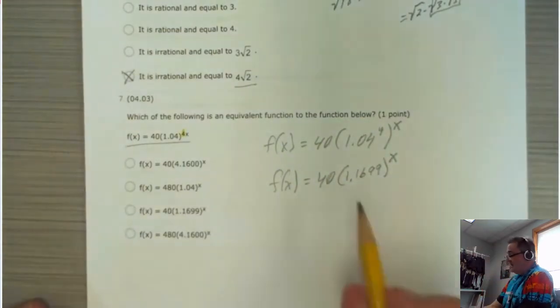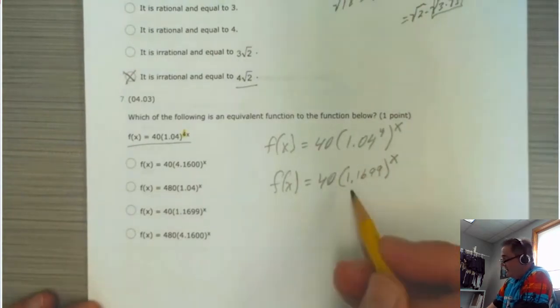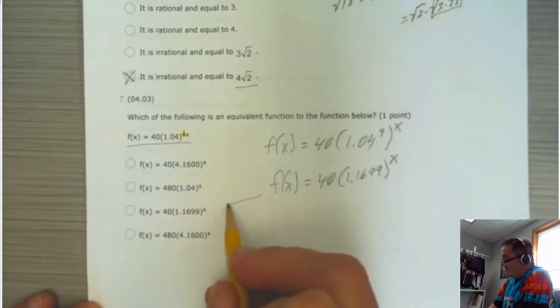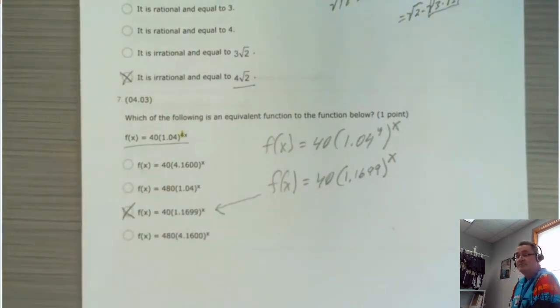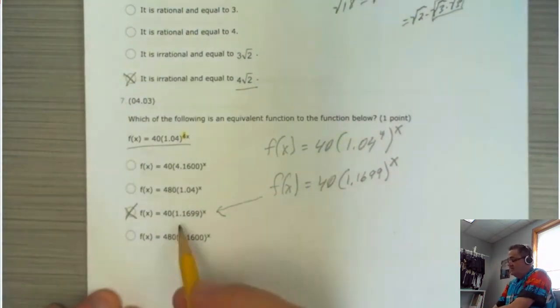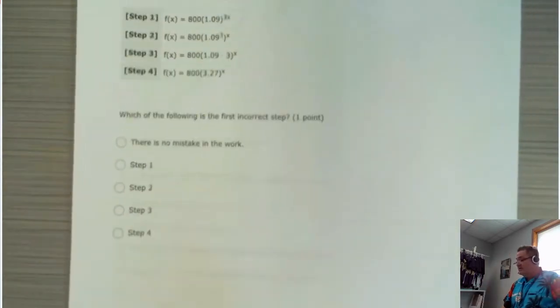So we just simplified that by bringing the 4 and doing the math for the 4. And so that is the same as apparently that one right there. That's our answer, 1.1699. That is what that turned into. So that is number 7. Let's look at the next one.